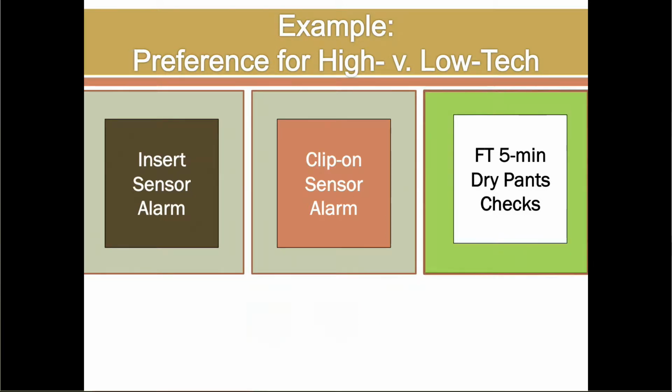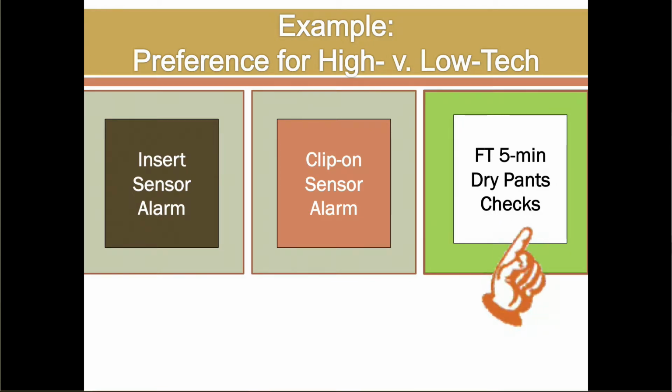Guess what they chose? They totally did. That one. So they decided to check dry pants every 5 minutes. They picked what I thought was the high effort option based on intuition. They did not like this technology. Okay? They didn't like having to fiddle with it.